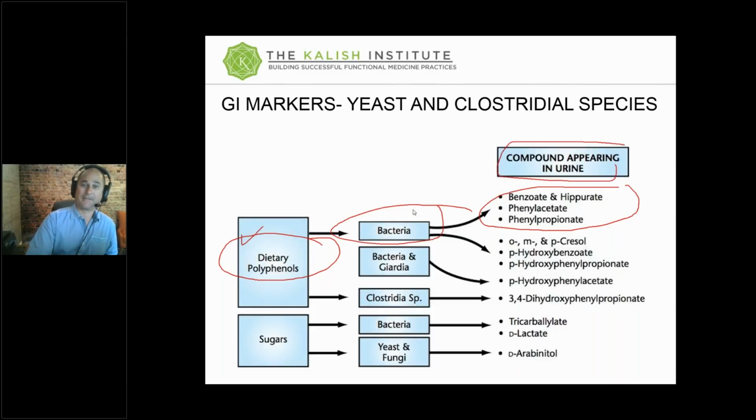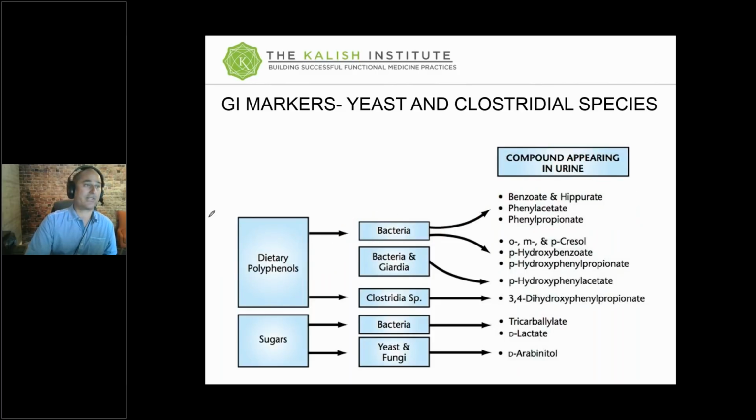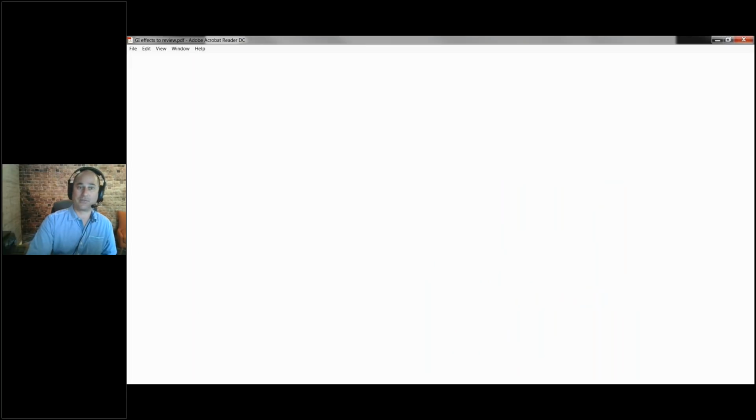enough vegetables and fruit to feed these bacteria to make these compounds in the urine? We can come back and look at the sugars thing in a second, but let's start with this because you really want to know how to interpret this because it's super helpful. Basically, this lets you know if your patients are eating enough fruits and vegetables or not.